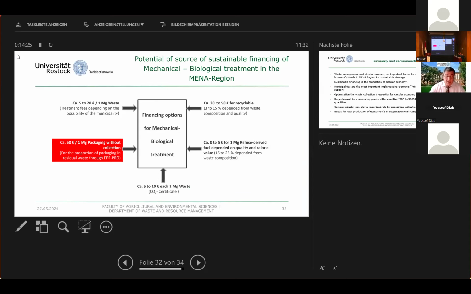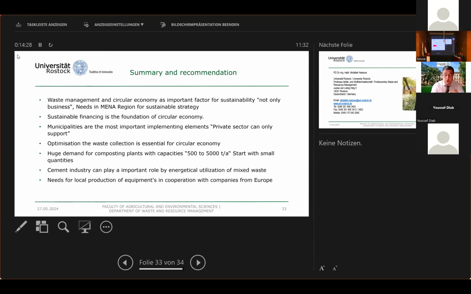We can discuss. But my summary and recommendation: waste management and circular economy are an important factor for sustainability and sustainable cities. Not only business, please, don't think only about business. The MENA region needs a sustainable strategy. Sustainable financing is the foundation of circular economy. Municipalities are the most important element. The private sector can only support. We cannot give all the responsibility to the private sector.